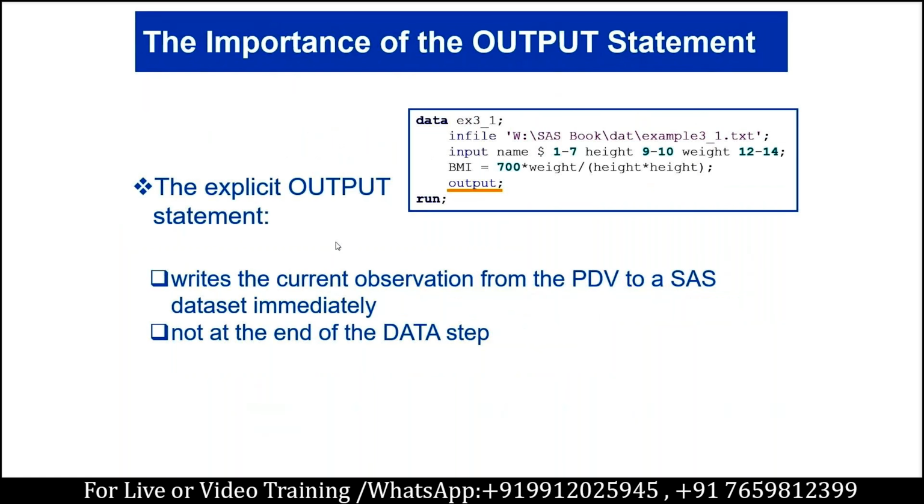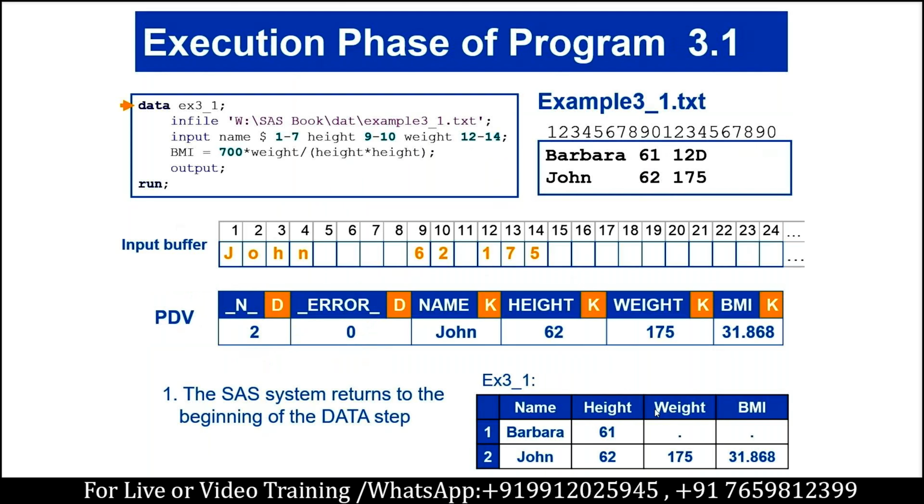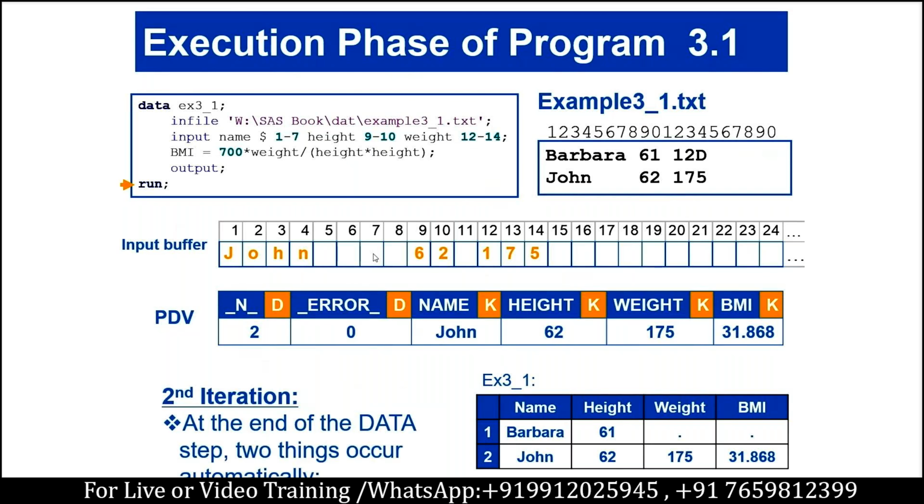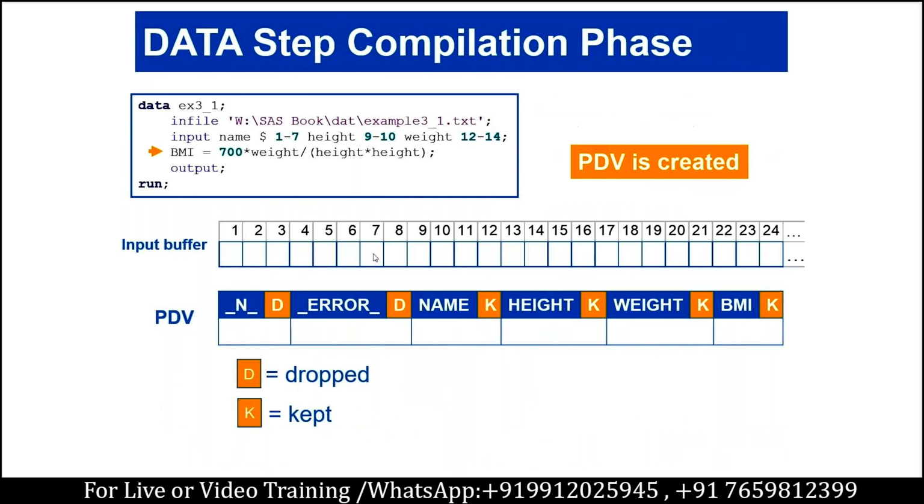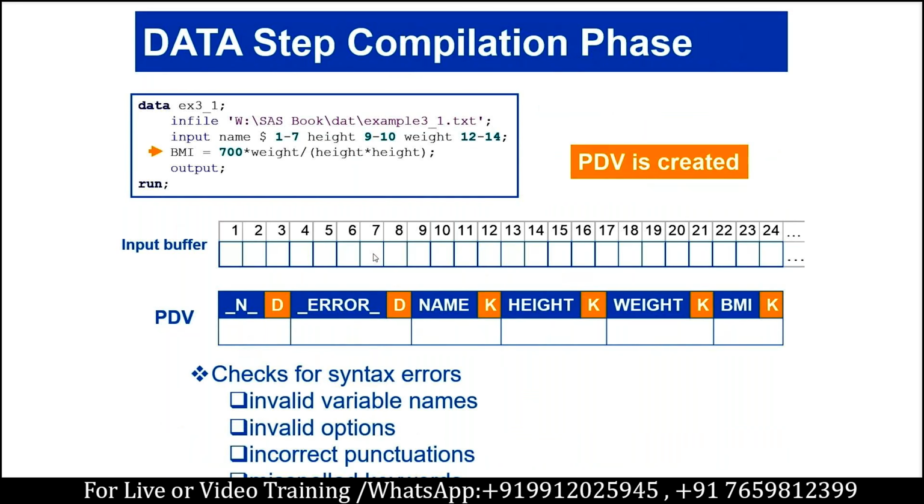What is the importance of the output statement? It writes the current observation from the PDV to the SAS dataset immediately, not at the end of the data step. This is the importance of the output statement. Got it, guys? In the execution phase, what is going to happen? Only in the execution phase SAS is going to read the variable values. In the compilation phase, first only a setup will be created. Just setup. Got it?